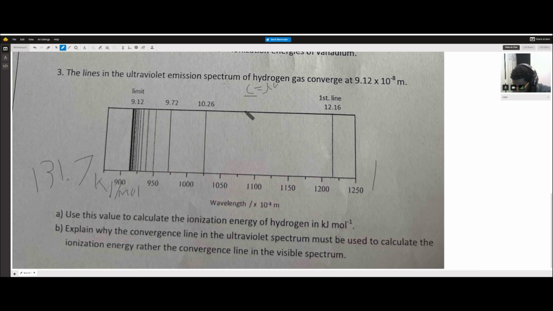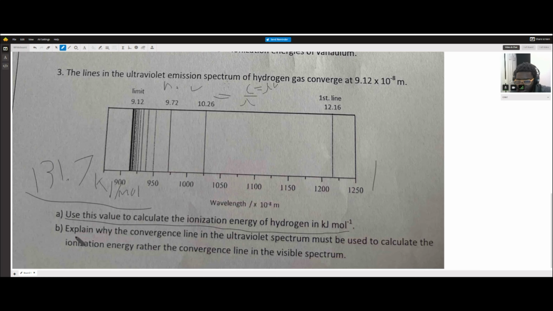Either way, you divide this by the wavelength to find the frequency. You then take the frequency and use Planck's constant to find the energy. And the energy I found was 131.7 kilojoules per mole. So this calculation is pretty easy, and if you really wanted to, you could just use a calculator to do it online.